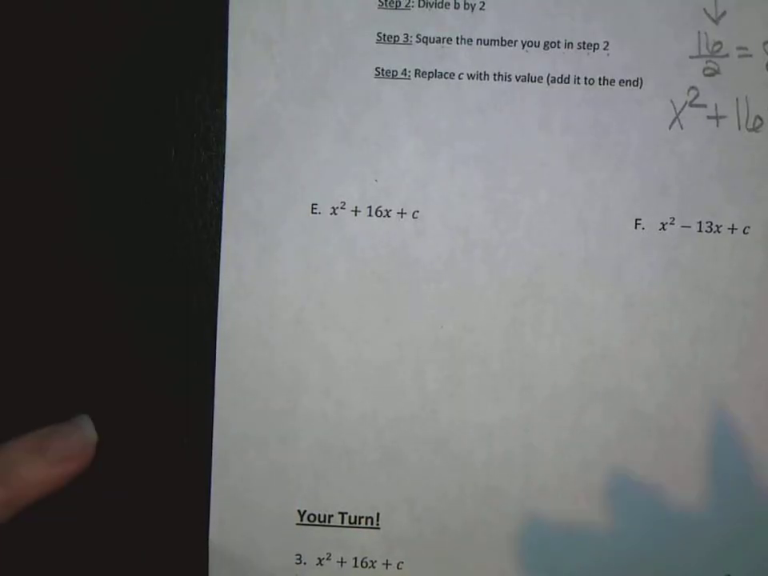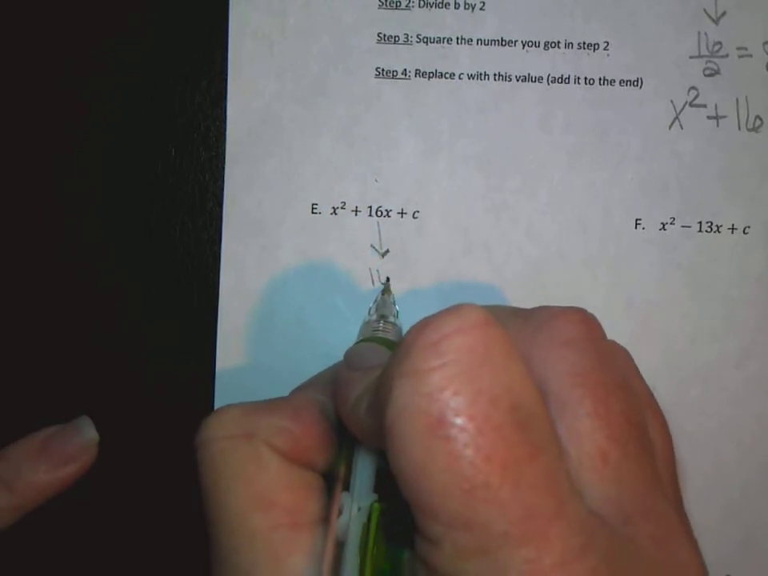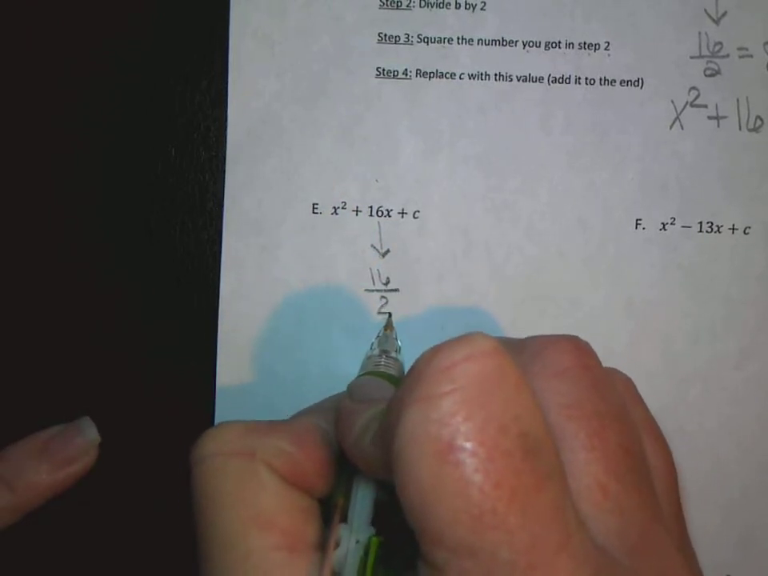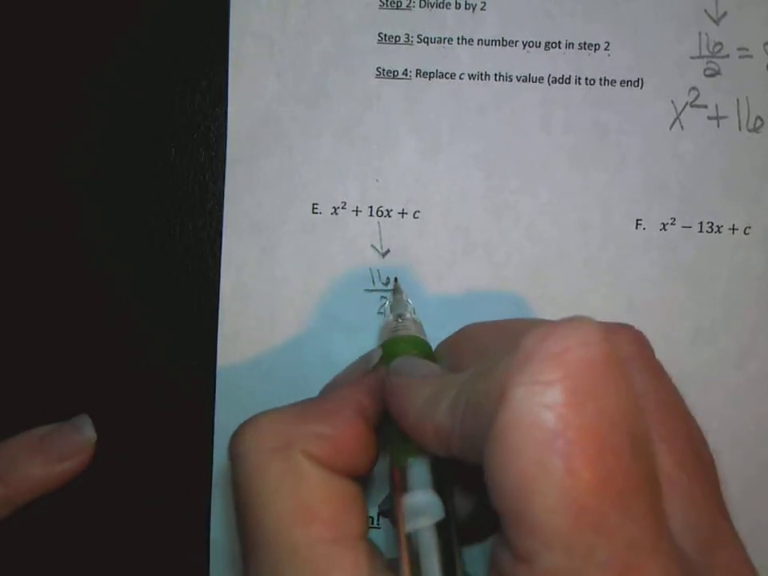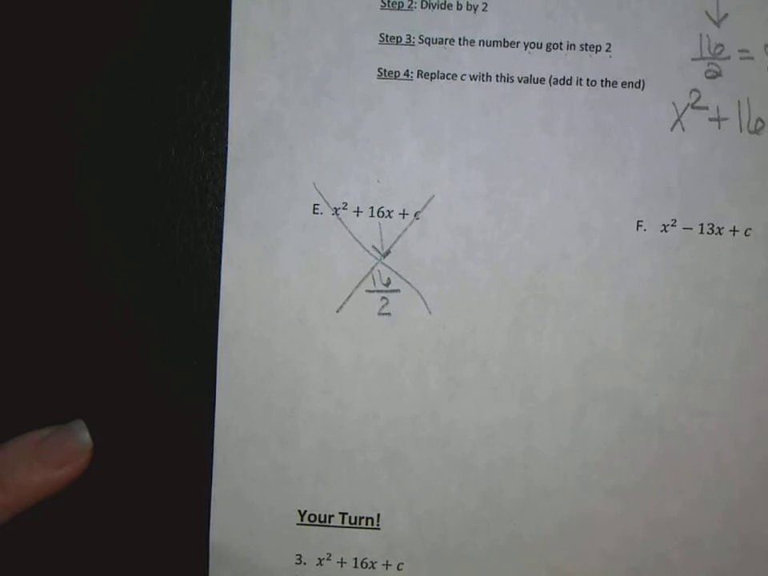Positive 16. Okay. So bring down b, 16. Divide that by 2. Okay, I just did that one. I don't know why I just did the same problem, so ignore that one, sorry.